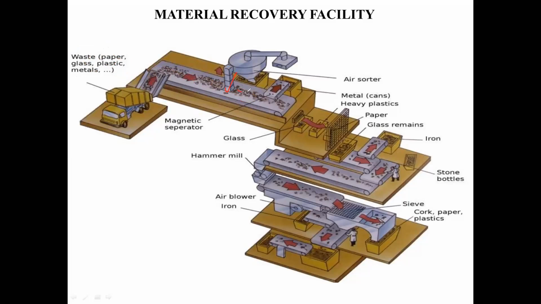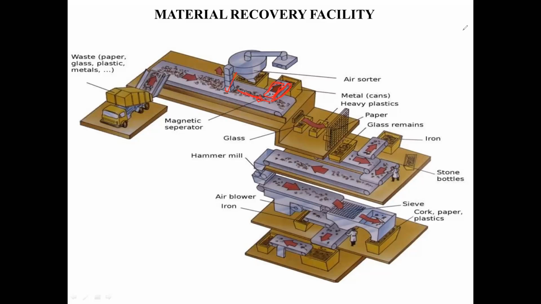Then in the next step, the material on the conveyor belt is moved forward. When it moves forward, you have a magnetic separator. This is the belt, and this belt is going to be moving this way. This is a magnetic belt, right? It has a magnet in it. So what happens when the waste comes to this point?